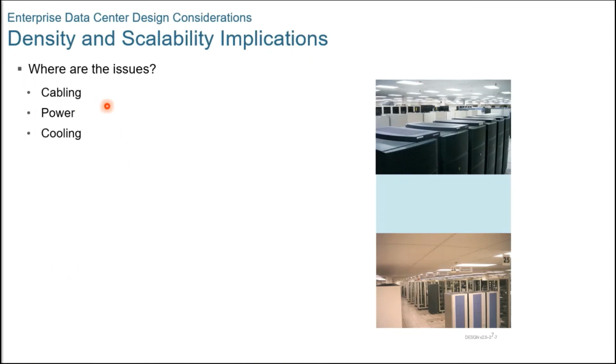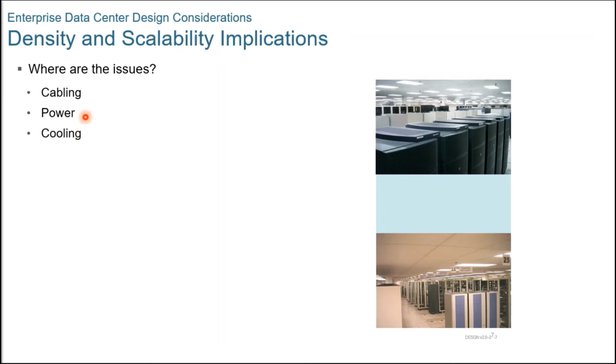Density and scalability implications. Some scaling issues in the data center relate to the physical environment. The typical enterprise data center experiences high growth in the sheer number of servers. At the same time, server density has been improved with 1 RU and blade server solutions. So three particular challenges result from this trend.